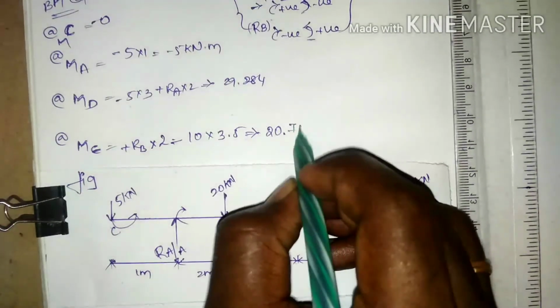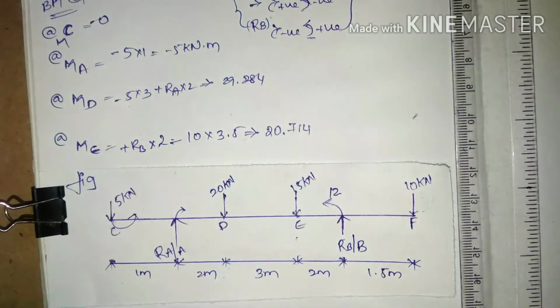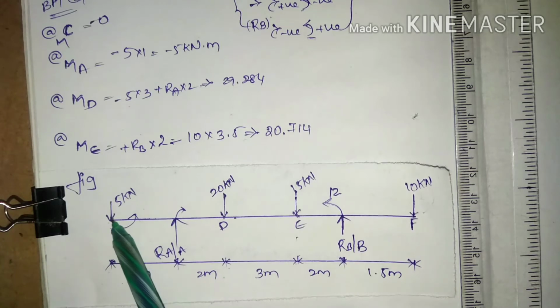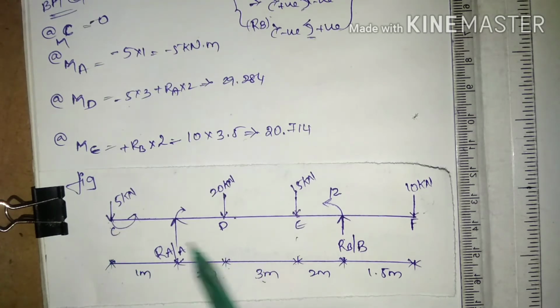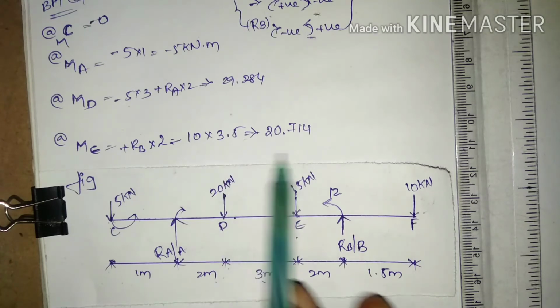20.714. Or you can take from the RHS side also, which includes the 3 moments, that is moment about C, moment about A and moment about D. From C, minus 5 into the distance, which acts in an anti-clockwise direction, so minus 5 into 6, and RA into 5, and 20, which acts in an anti-clockwise direction, minus 20 into 3. This gives the same value of 20.714.